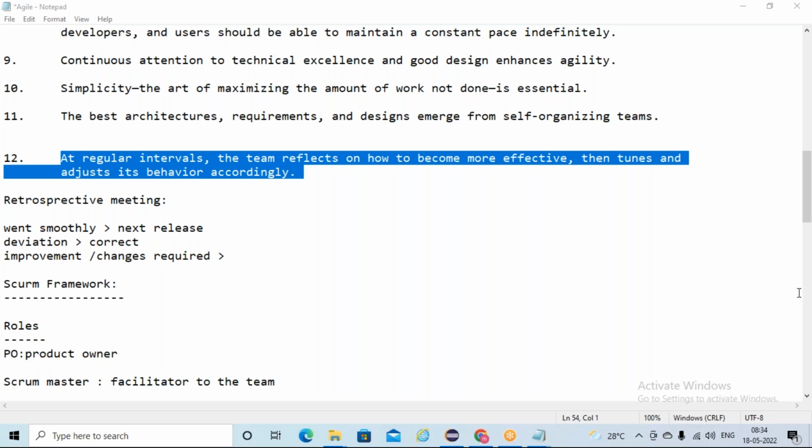So that is what retrospective means: tuning ourselves up, making adjustments wherever they are needed, and implementing them in the coming sprint. Did we go correctly? Were there any deviations in the project? Are there any improvements we need to make? We note these down as points, and in the coming sprints we see that it does not happen again. After every sprint we'll have a meeting like that.